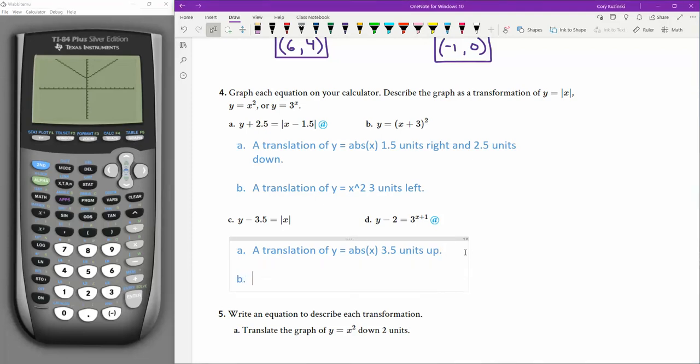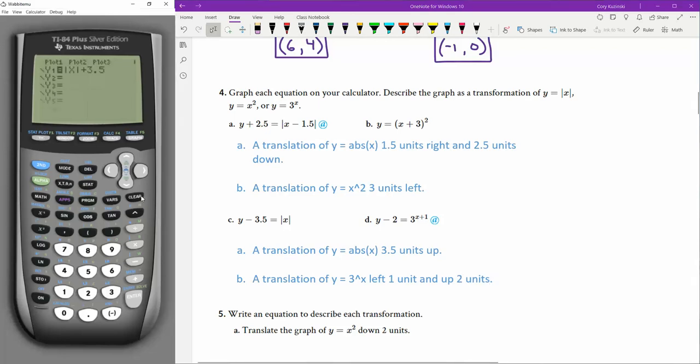All right, and then B, a translation of y equals 3 to the power of x. That's the parent function in this case, just 3 to the power of x. That's one of the options they gave us up here. So what's happened to it? Well, that plus 1 right there, it's like minus a negative 1. So let's go left 1 unit. And that minus 2, that really you're subtracting a positive 2, so that's 2 units up. So up 2 units.